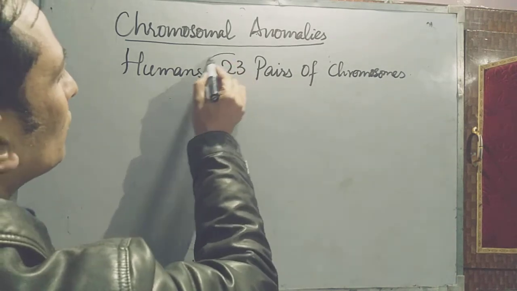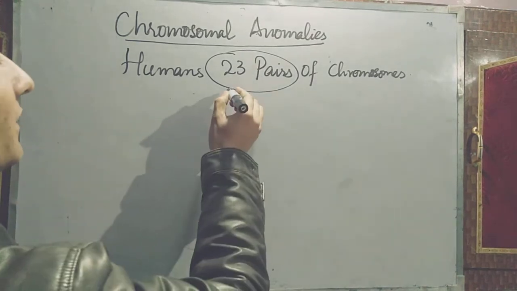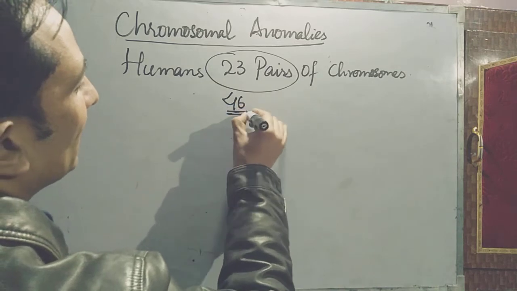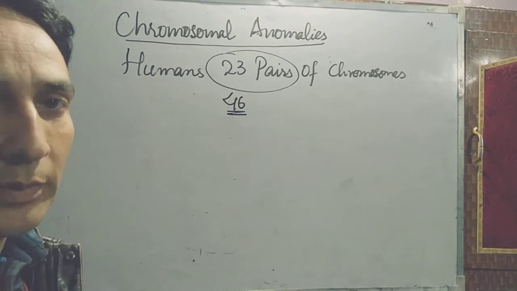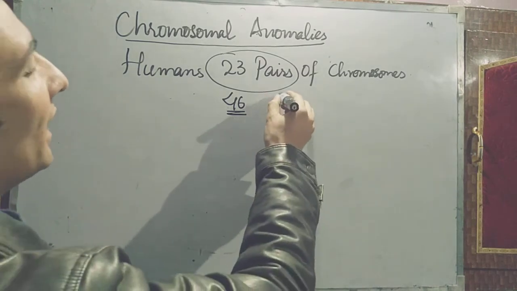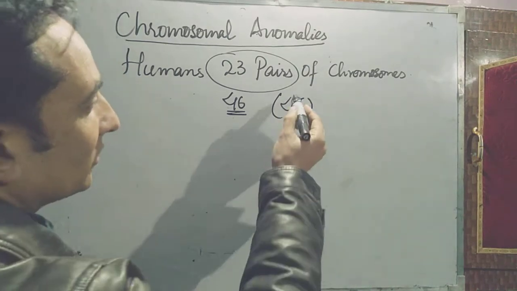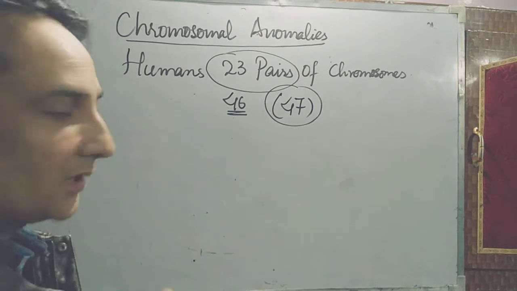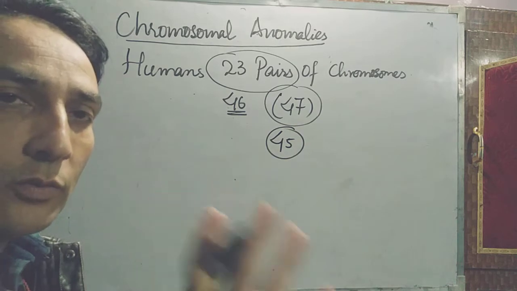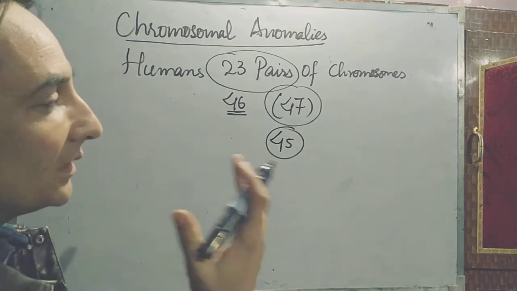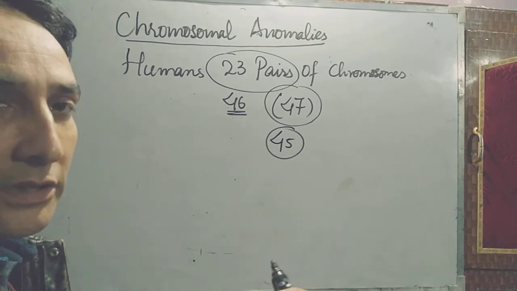If the number of chromosomes is different from this 23 pairs, that's different from 46 chromosomes, we say that there is some error in the number of the chromosomes, and that we define as the chromosomal anomaly. For example, we say that there are 47 chromosomes instead of 46. That's there's one extra chromosome in this condition, or there are only 45 chromosomes, that is there's one chromosome less than the normal number of chromosomes. This condition is defined as the chromosomal anomaly or chromosomal disorder.